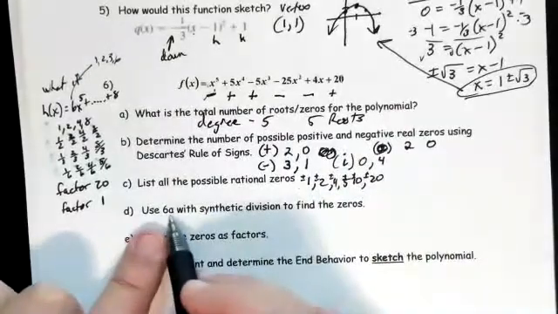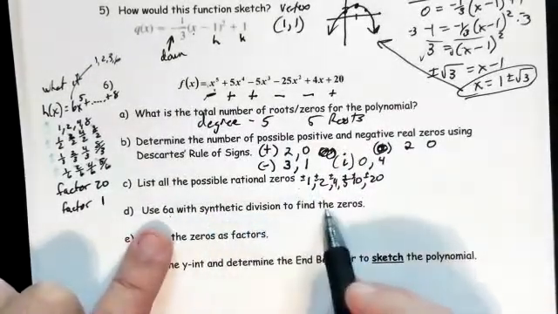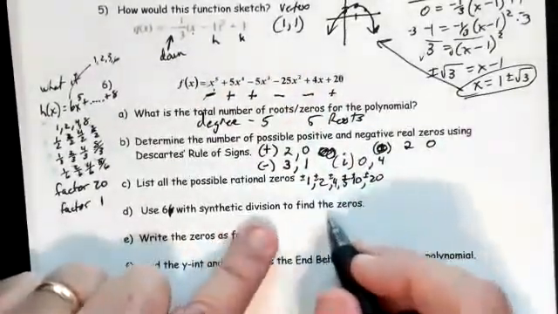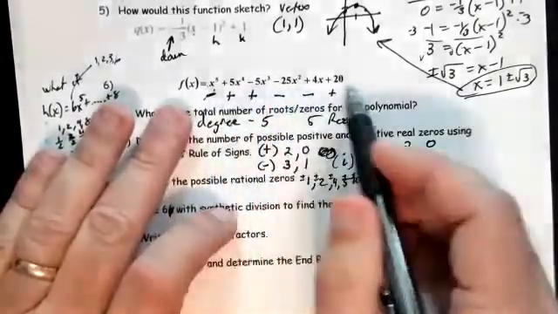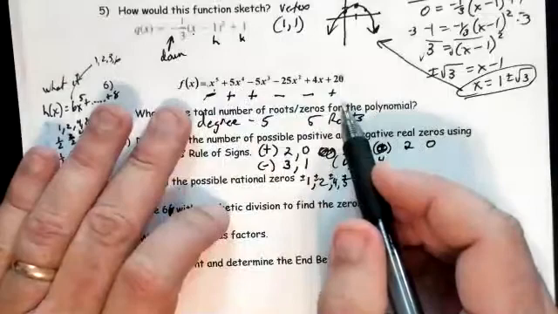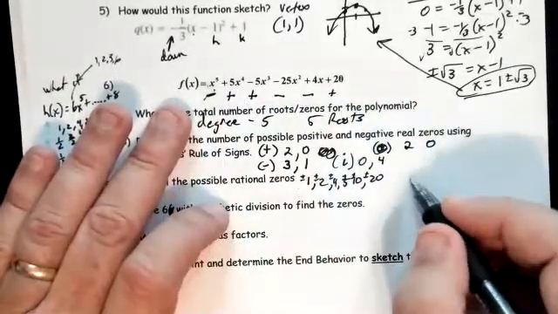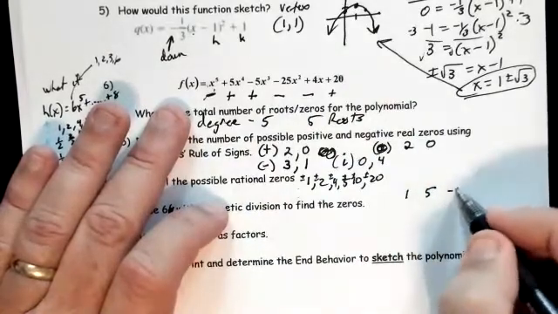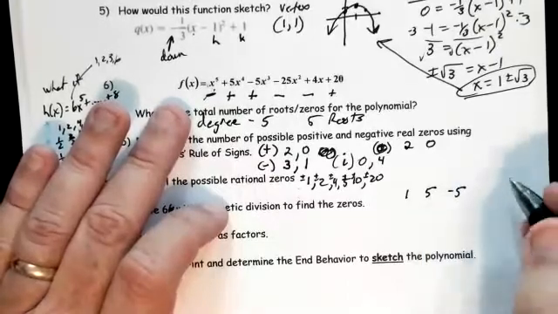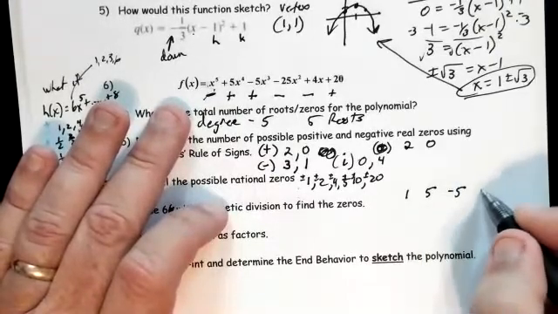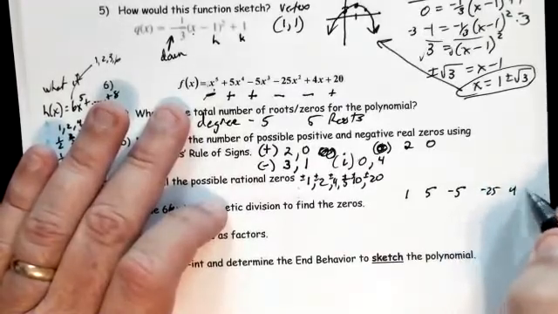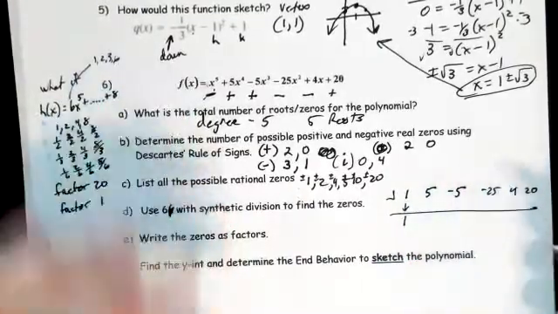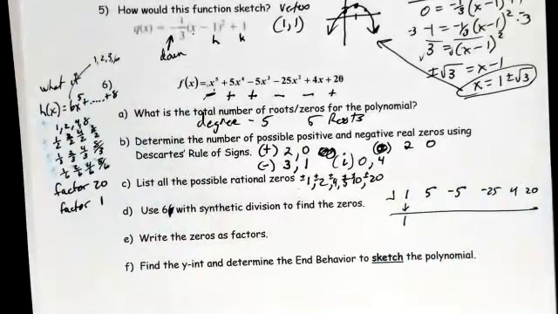All right. So it says use 6a with synthetic division. So basically this is this problem. I don't know why there's the a there. But we're going to use synthetic division to find the zeros. So remember, here we have our problem. We're going to go with synthetic. So this would be 1, 5, negative 5, negative 25, 4, and 20. Bring that one down. And we're going to see if we can find one that will give me a 0.